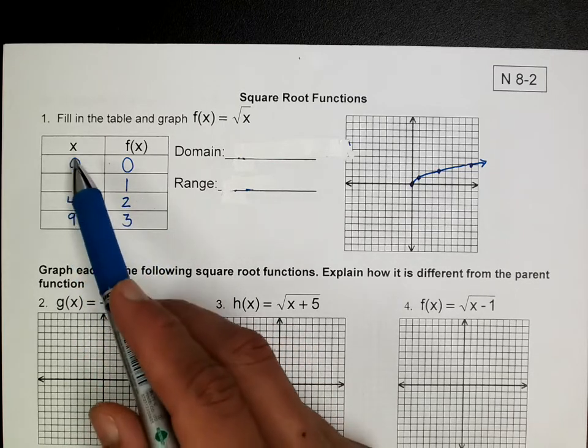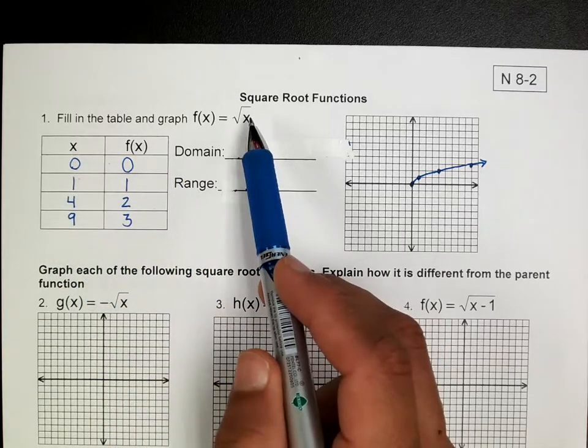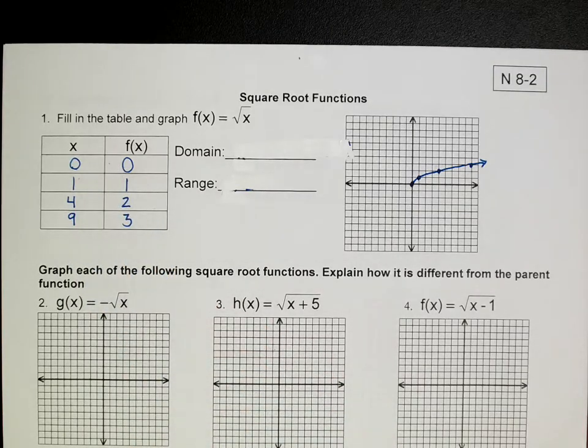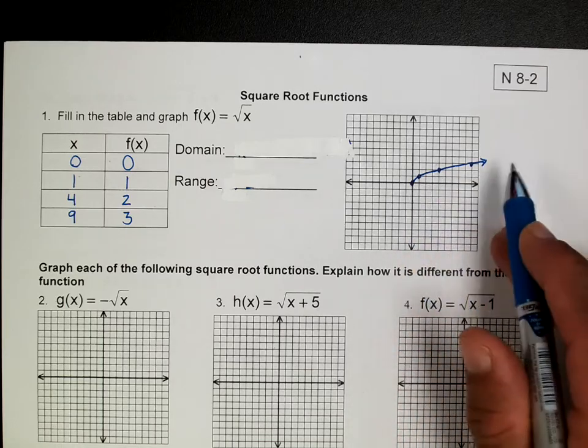Now remember that to get these y values, really all you have to do is plug in the x values into here. And these are the easiest x values that you can take the square root of, right? Now the graph is going to look like this. Notice that it's almost like a parabola, but kind of sort of laying on its side.